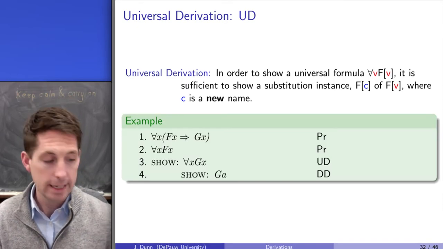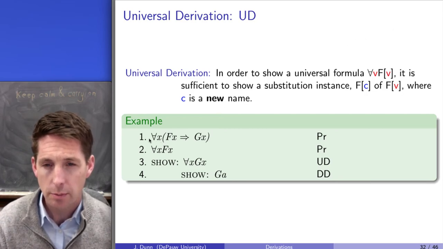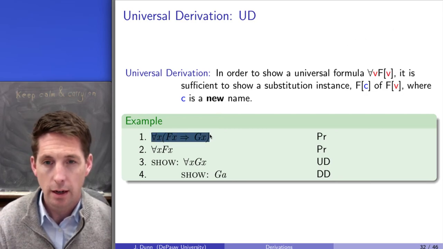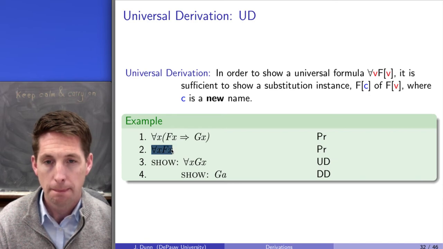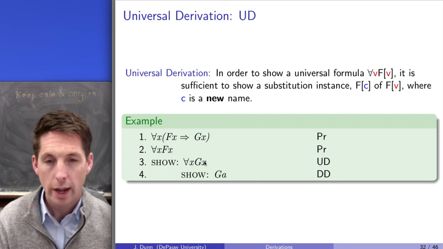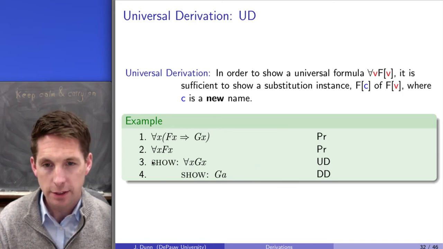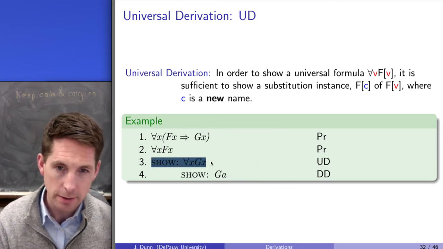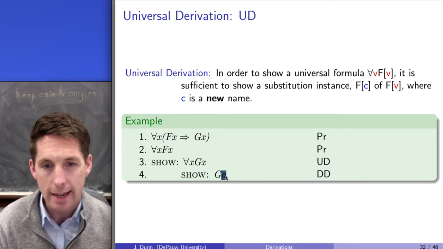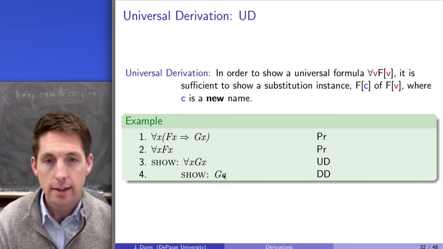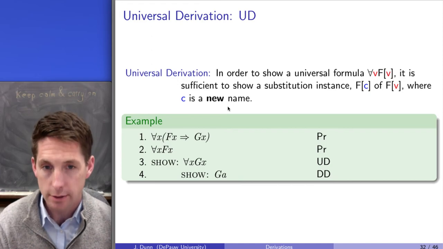So here's the basic idea. Suppose premise 1 is that all f's are g's, and premise 2 is that everything is f. And you want to show that therefore everything is g. The way we do this is we set it up as what's called a universal derivation. And we say, look, it's sufficient to show that everything is g if you can show that a is g, where a is a new name, a new constant.